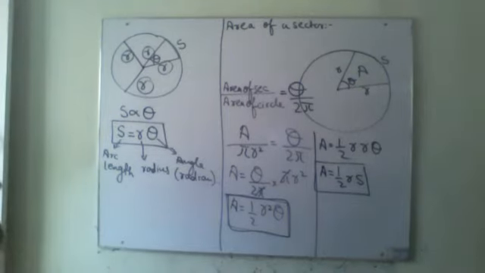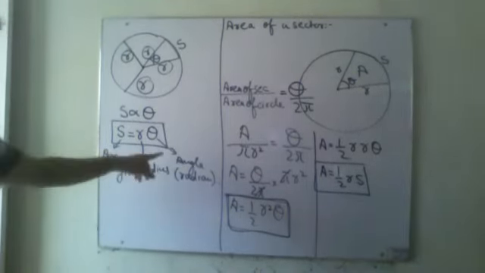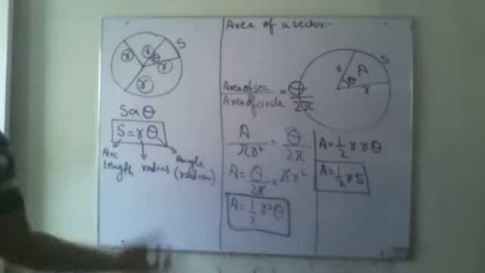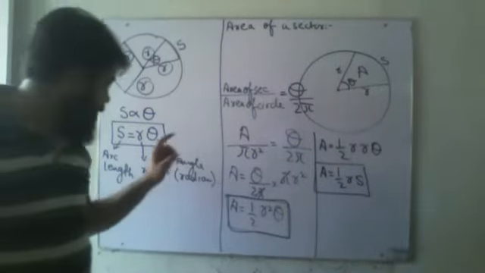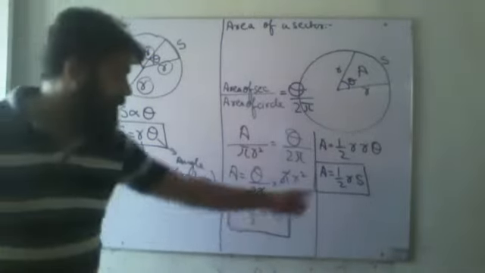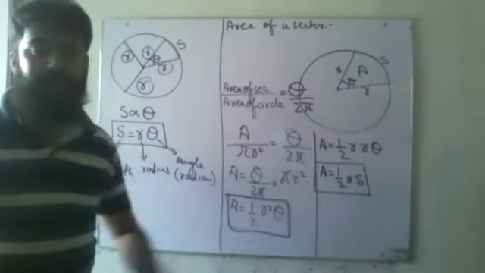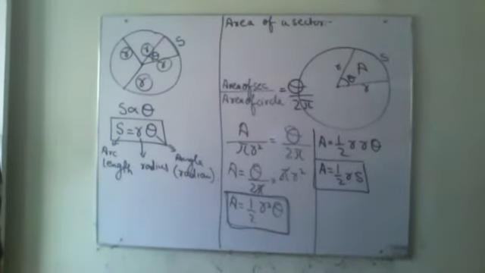Now you have to remember two or three things. First of all, your angle should be given in radian mode. Everything will be calculated in radian mode. If you have to find arc length, you will use this formula. If you have to find the area of the sector, you will use these two formulas. You will not go for the formulas which we used in maths 1.